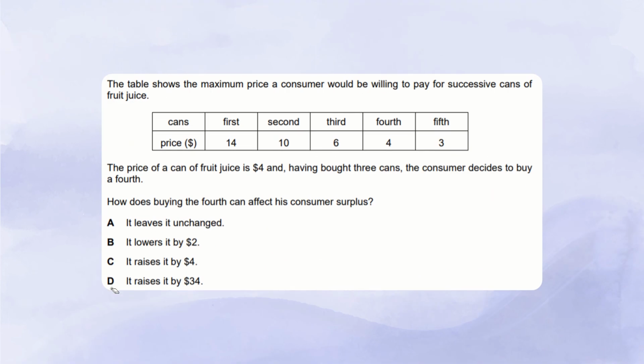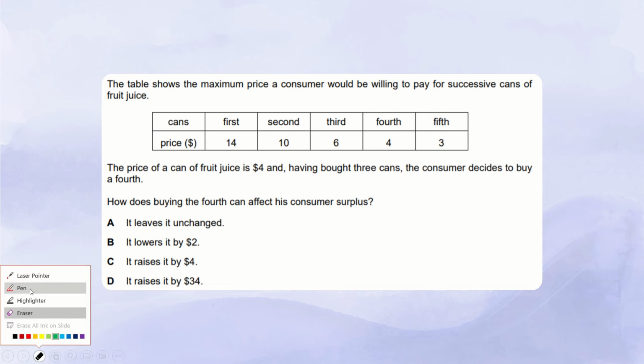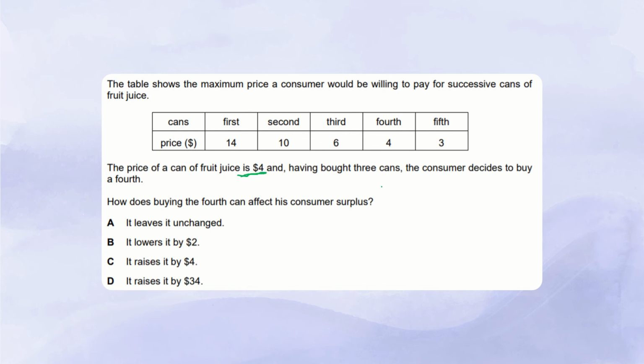Next we have another question, and it is talking about the maximum price a consumer is willing to pay for each extra can that he or she buys. All right, the price is given to you already. So your price is $4. All right, and having bought three cans, so he has already bought three cans, and the consumer decides to buy a fourth. How does buying the fourth can affect his consumer surplus?